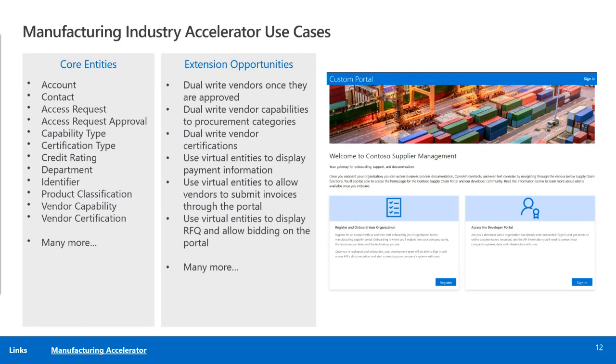We also could use those virtual entities to allow your vendors to actually submit invoices through the portal. Another example is you could use the virtual entities to display RFQ information, request for quotation information, and allow bidding on the portal. Now, you may be familiar with the fact that we do have a vendor collaboration portal that's part of finance and operations.